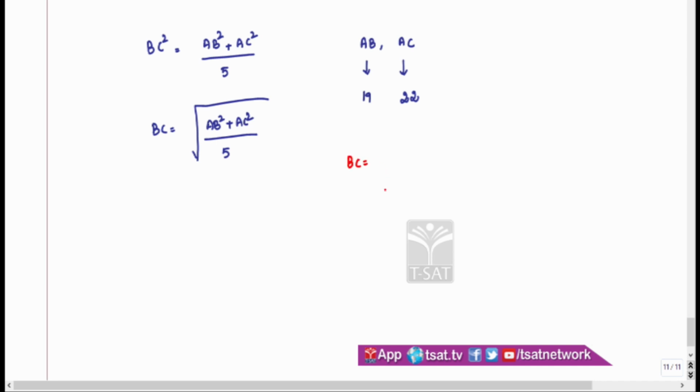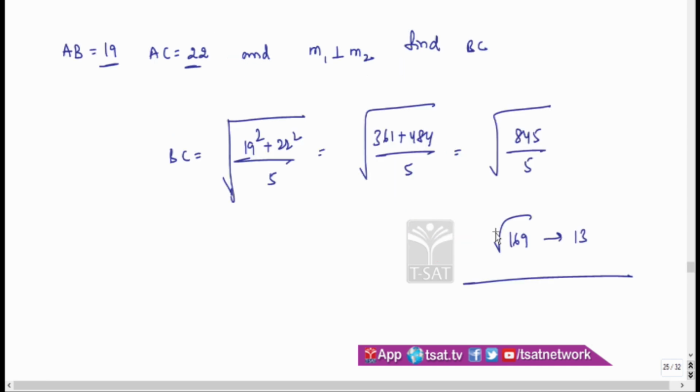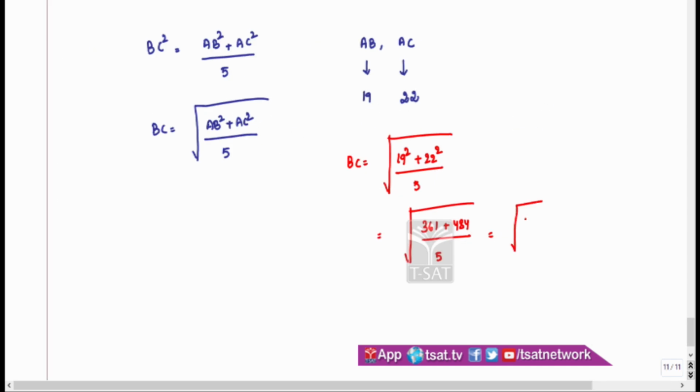BC is equal to under root of (19 square plus 22 square) divided by 5. 19 square is equal to 361, 22 square is 484. Divided by 5, under root of 845 by 5, which is equal to under root of 169, which is equal to 13.